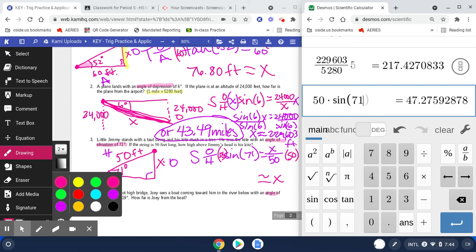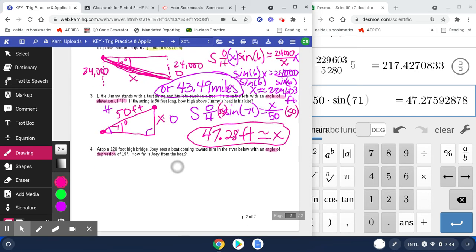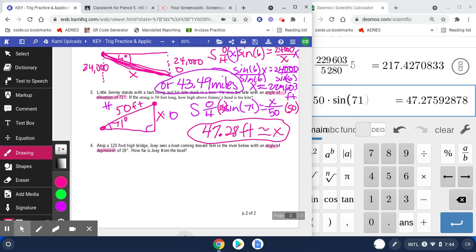And so we get 47.28 feet. And that's how high it is stuck up in the tree. Okay, last one is an angle of depression. So atop a 120-foot bridge, Joey sees a boat coming towards him in the river below with an angle of depression. So this bridge is 120 feet high, and he's looking at an angle of depression of 19 degrees.